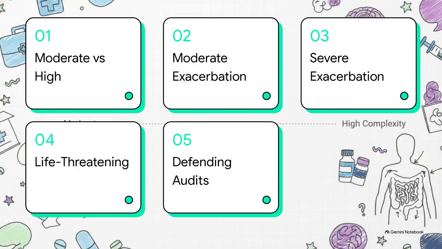Here's the clinical escalation scale we're covering today. First, moderate versus high complexity. Second, moderate chronic exacerbations. Third, high complexity, severe exacerbations. Fourth, life-threatening presentations. And finally, number 5, defending those high complexity audits.